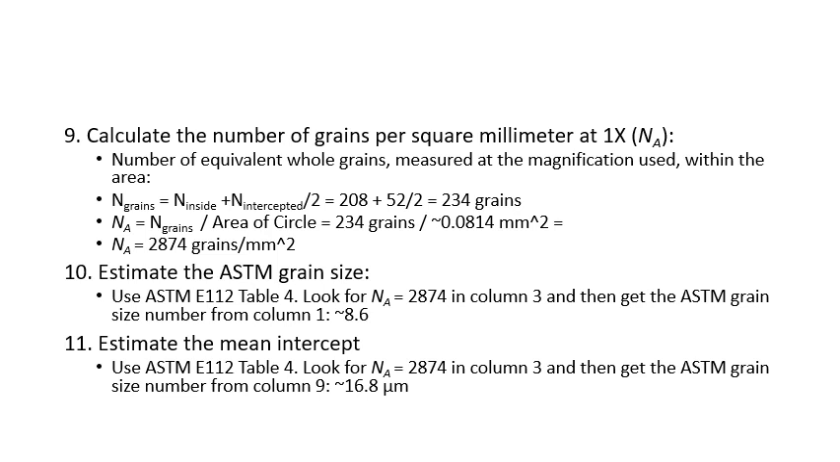To estimate the ASTM grain size, we go to Table 4 in ASTM E112. We look for N sub A of 2874 in column 3, and we get the ASTM grain size from column 1, 8.6. And then to estimate the mean intercept for the grains, we look for our N sub A, again, same row in column 3, and then we look at column 9 to identify the mean intercept of 16.8 micrometers.